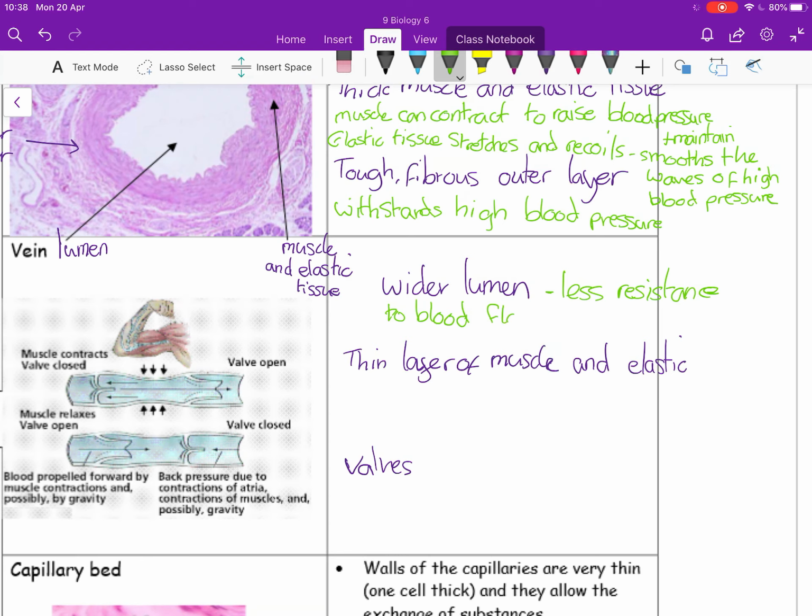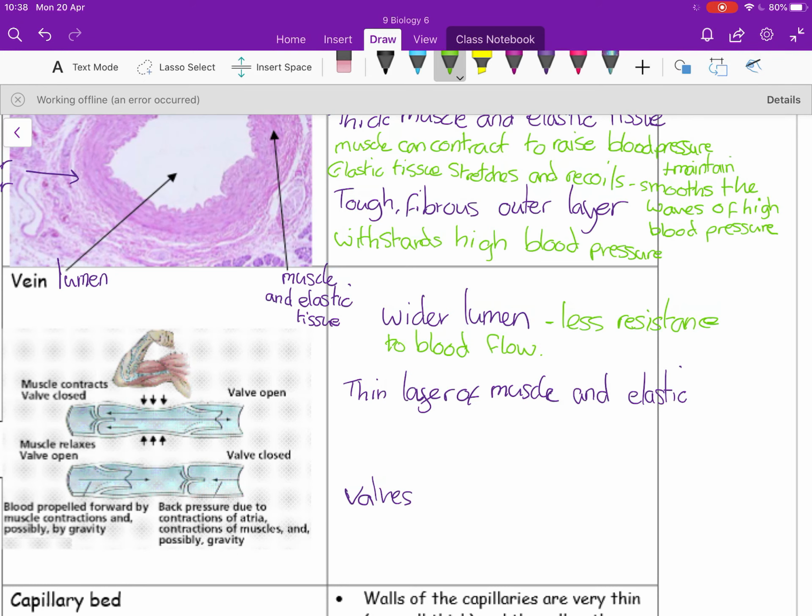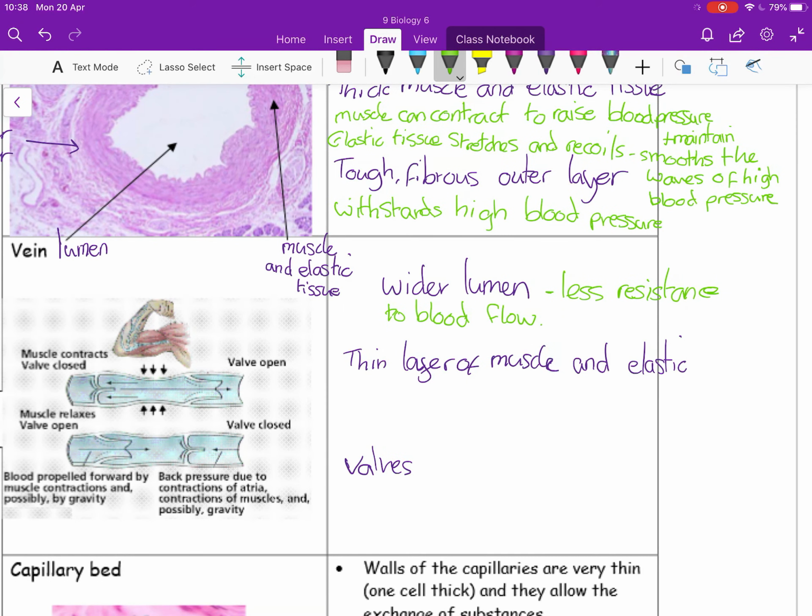The wider lumen of a vein means it's not really possible for veins to maintain a high blood pressure, because the blood is coming from the capillaries as it goes into the vein and is going towards the heart, often against gravity, often at a very low blood pressure. So it's not about maintaining blood pressure, but about reducing the resistance to the blood flow. By having these wide open lumens, there's less of the blood cells bouncing off the sides of the blood vessels, and so there's much less resistance.